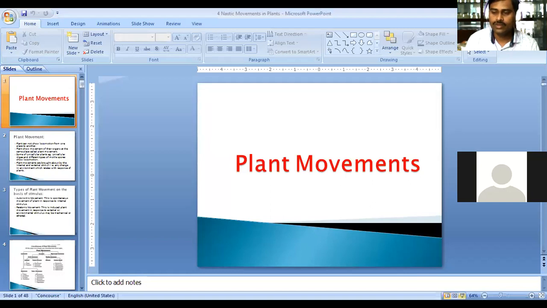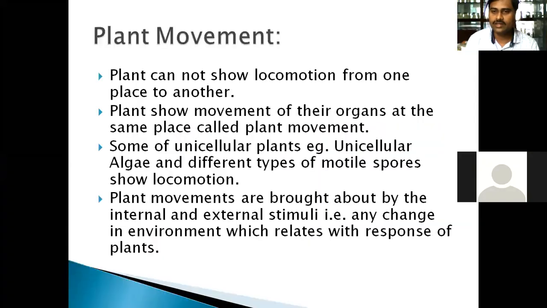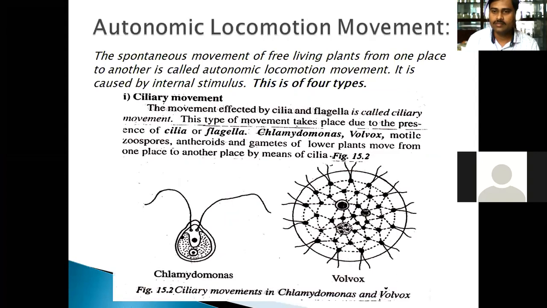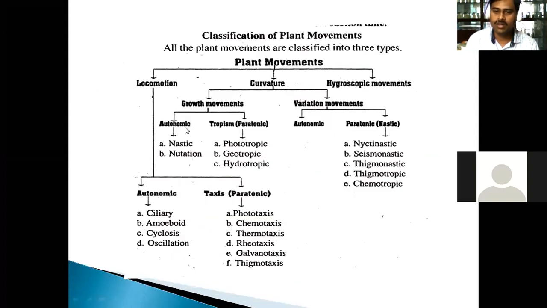So in this, we see particularly autonomic and paratonic types of growth movement. In autonomic, Nastic and nutation, these two types of movements are related with growth. So this movement is irreversible and does not return to its original shape. It is permanent. Growth movement is always permanent. In the other one, that is tropism: phototropic, geotropic, hydrotropic, chemotropic. This type of movement is also related with growth.